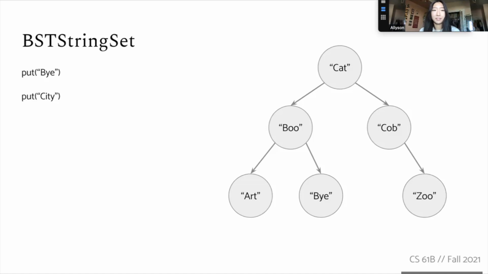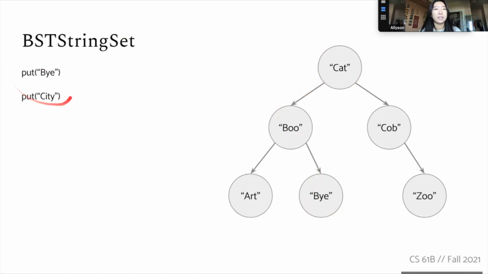What about the put method? What would happen if we tried to call put of by? Same process. By is less than cat, by is greater than boo, by is equal to by. We found the element we're trying to put in. Like we defined earlier, if we're trying to put an element in the string set and it's already there, we'll just do nothing.